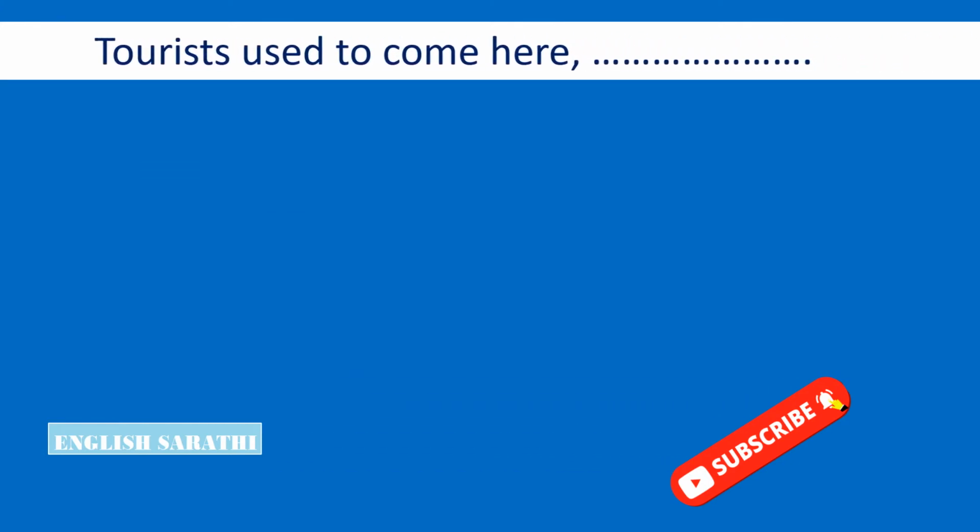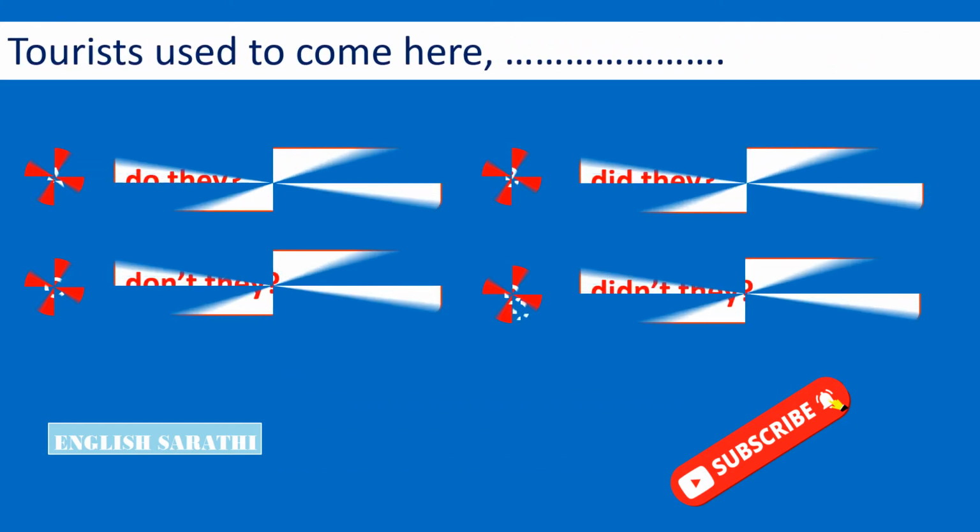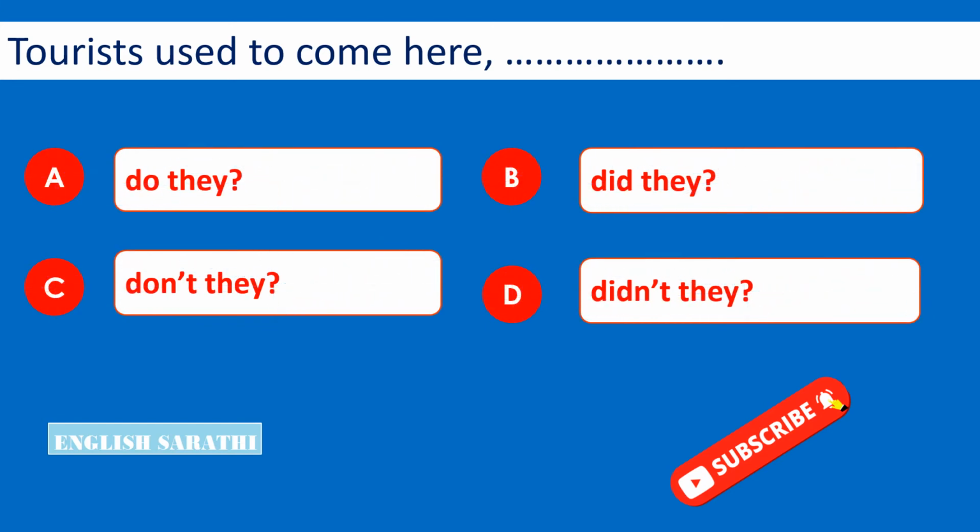Tourists used to come here. Look at the following options. Option A, do they? Option B, did they? Option C, don't they? Option D, didn't they? The right answer is option D, didn't they? Tourists used to come here, didn't they?